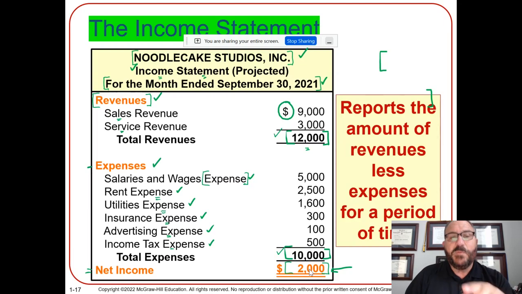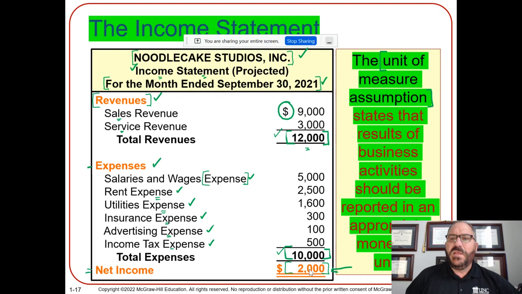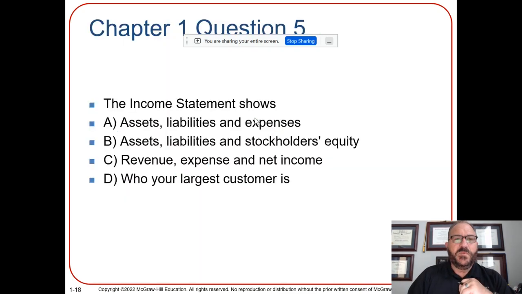And notice that it's for a period of time. By the way, the unit of measure assumption, what they're saying there, you need to tell it, what are you measuring? Here it's dollars, but it could be euros, could be yen. I don't know if you've ever seen any of these, but you have to tell it how you are measuring it. So I got to know what kind of money you're talking about. That's all that means.